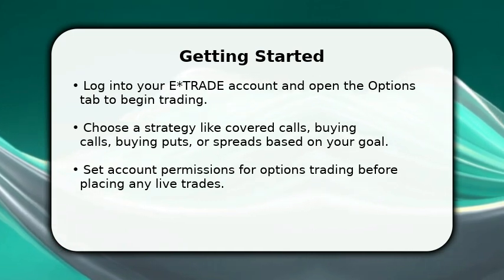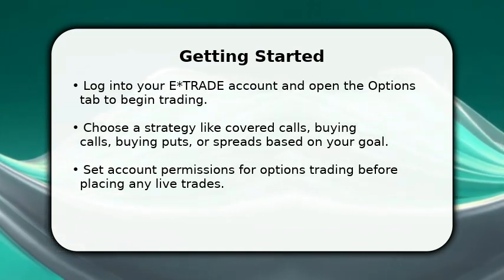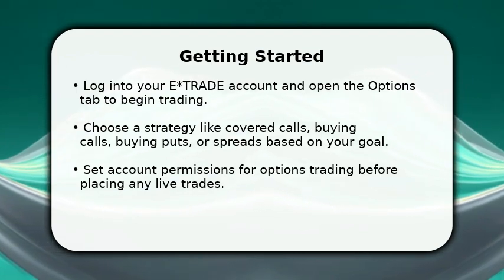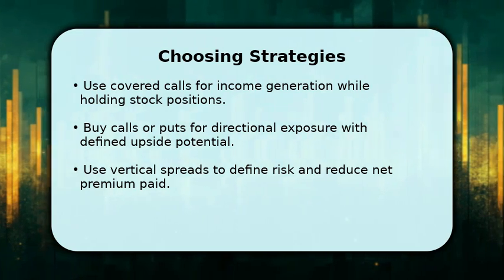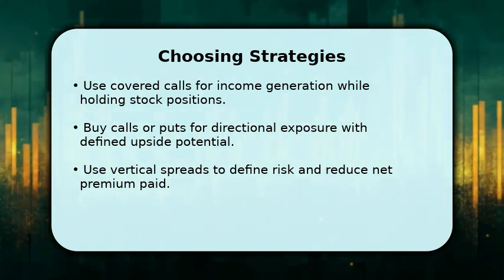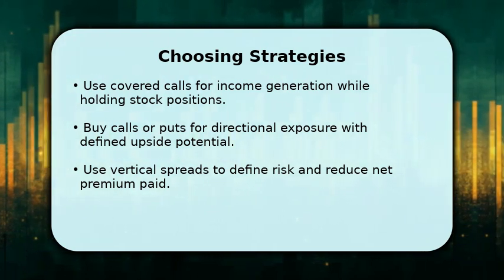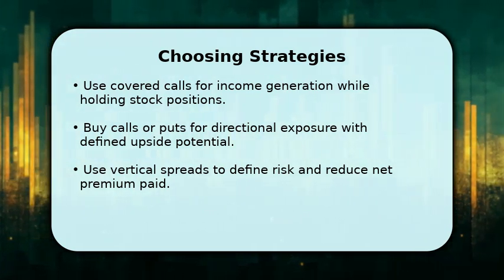Use limit orders to control execution price and set alerts to monitor positions. Decide on a strategy that matches risk tolerance and investment goals. For income, consider covered calls, for directional bets buy calls or puts, and for controlled risk use spreads.